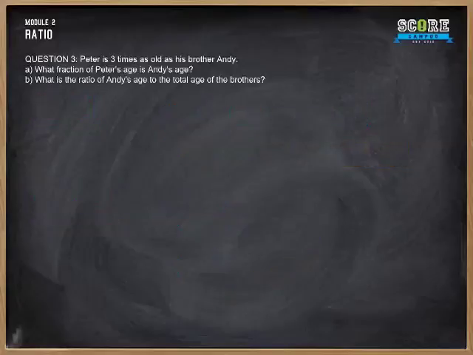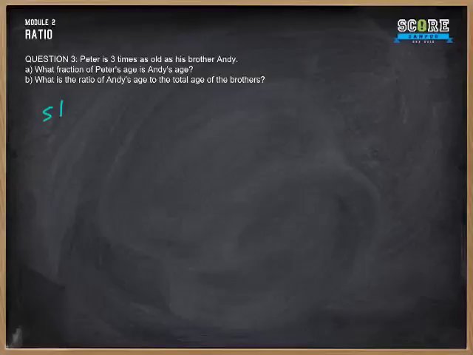Question 3, students. Peter is 3 times as old as his brother Andy. Part A of the question is this: what fraction of Peter's age is Andy's age? Part B of the question is: what is the ratio of Andy's age to the total age of the brothers? Okay, now let's write it up.